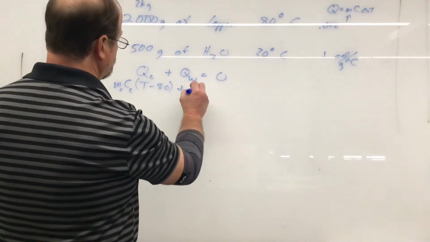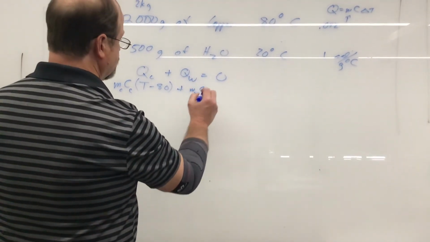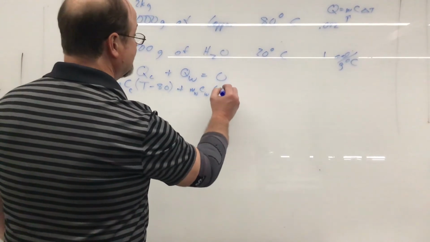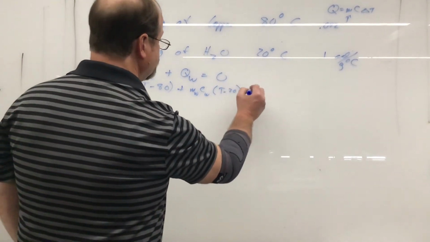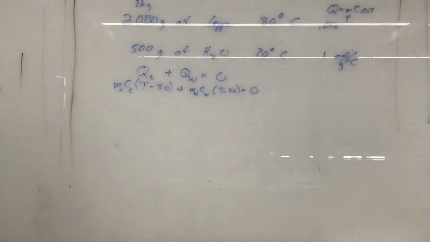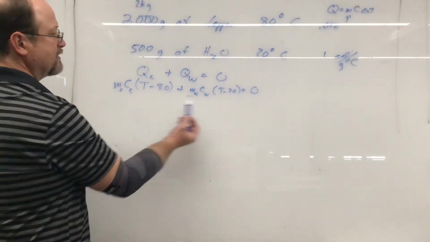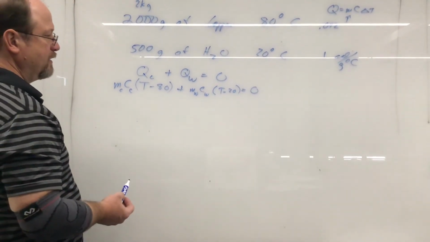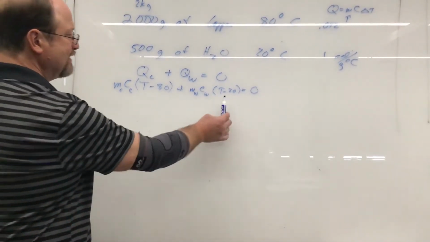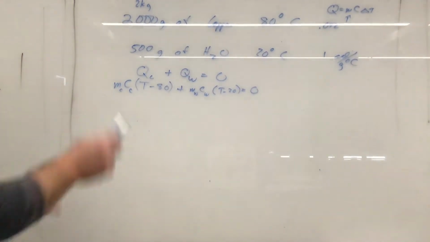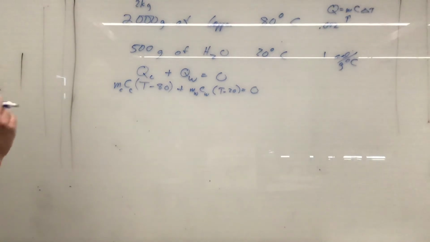Similarly, I've got the mass of the water, the specific heat of the water, and in that case it's T minus 20. Now if you remember, these two things are going to add up to give me 0. That means one of them has to be positive, one has to be negative. And it's taken care of right here because they're going to end up somewhere between 20 and 80. Between 20 and 80, this is going to be a positive number, this is going to be a negative number. So you don't have to worry about the plus and the minus. It'll take care of itself.